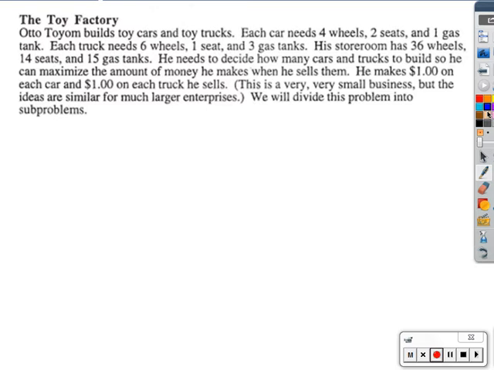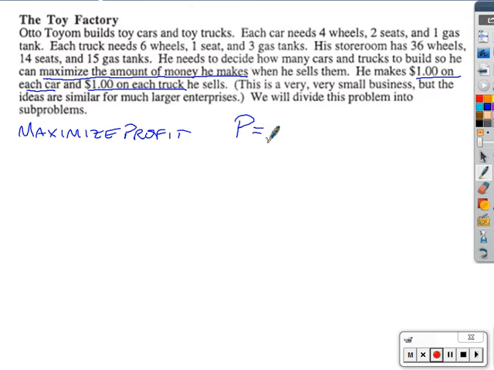All right, so first of all, we want to identify the goal. So the goal here is found about midway through the problem. It says here that he wants to maximize the amount of money he makes. He makes $1 on each car and $1 on each truck. So we need to identify those. So we're maximizing profit. All right, so we're going to write an equation for profit, and that's going to equal $1 for every car that he sells, plus $1 for every truck that he sells.